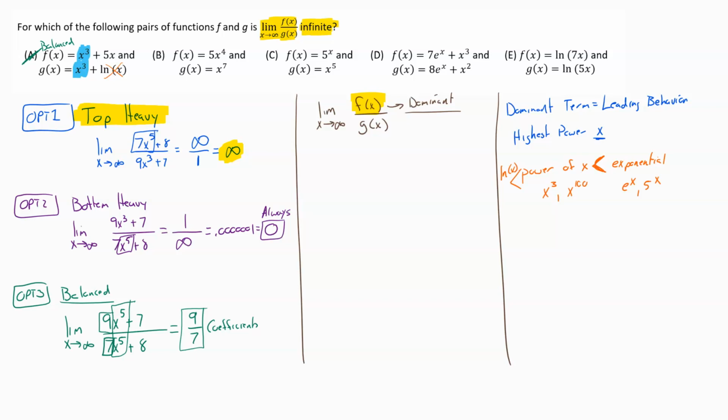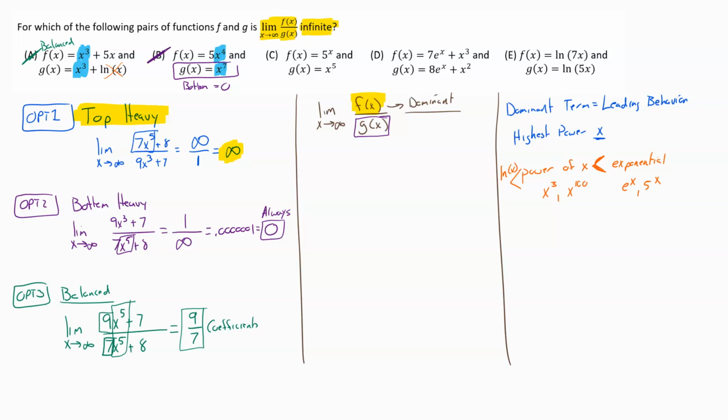Going on and looking at B, the f of x, the top equation, the dominant term there was x to the fourth. On g of x, there's only one term, it's x to the seventh. That would have been the dominant term there. This time, the dominant term would have been on the bottom, because g of x is on the bottom of our equation. That would have been bottom heavy, and anything that's bottom heavy is always headed to 0. So B is not what we're looking for.